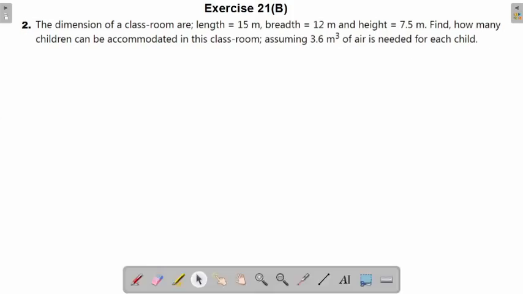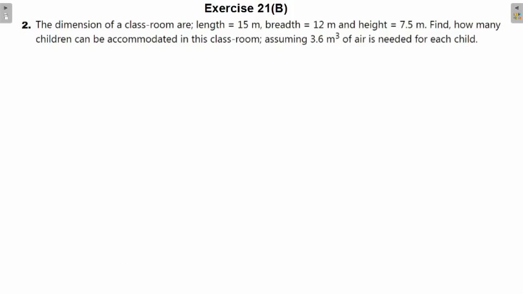Question number 1, the hint is already given in the book, so you will try question number 1 by yourself. Let's see question number 2.